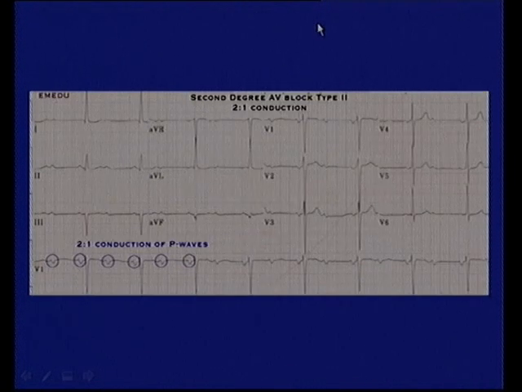Okay, there it was a type 1 block, here it is a type 2 block. There are 2 P waves and there is 1 QRS. So each alternate P wave is not getting conducted. So this is a 2:1 kind of a block. Okay, so they can ask you questions like what are the common scenarios in which you see it, how are you going to manage these patients, what are the complications likely to be. So these are the things that you can be asked.